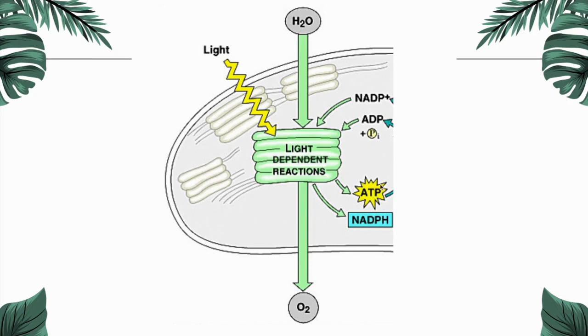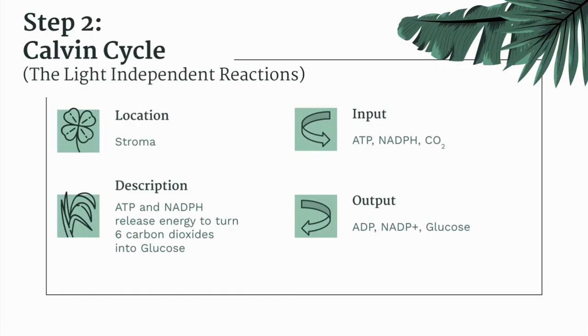These charged molecules, ATP and NADPH, then go into the second step, which is called the Calvin cycle or the light independent reactions. This is happening in the stroma. ATP and NADPH release energy to turn 6 carbon dioxides into glucose. So we're taking short-term storage and turning it into long-term storage. What goes in is ATP, NADPH, and carbon dioxide. ATP and NADPH release their energy, so they leave as ADP and NADP+. And then we create that long-term storage of glucose, and that's the goal.